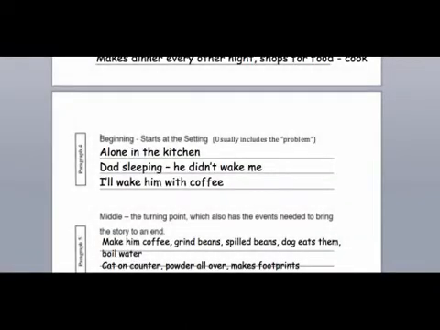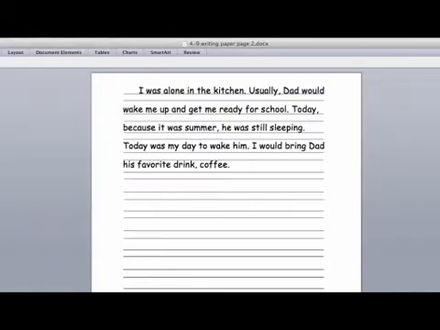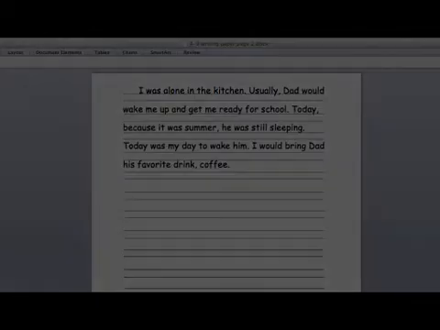The next paragraph is the beginning of your story. This section will include your decision to do something nice. Write the beginning of your story.